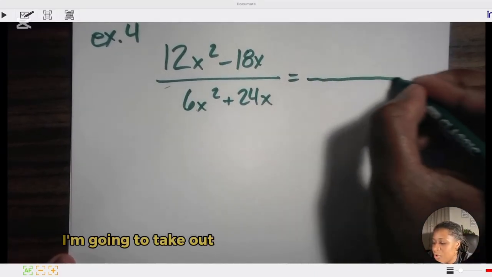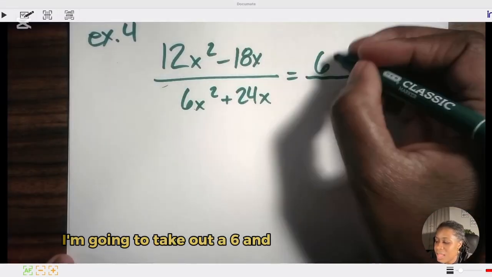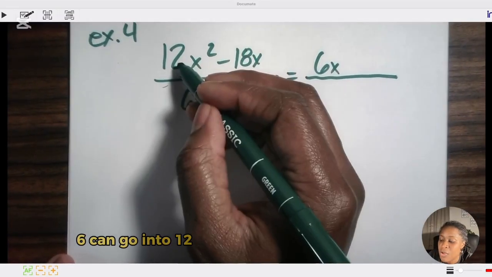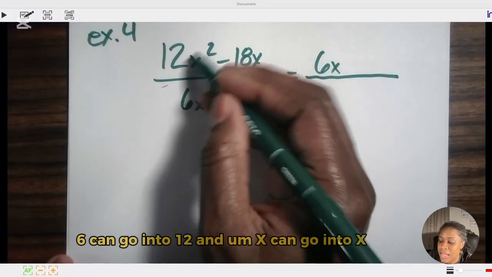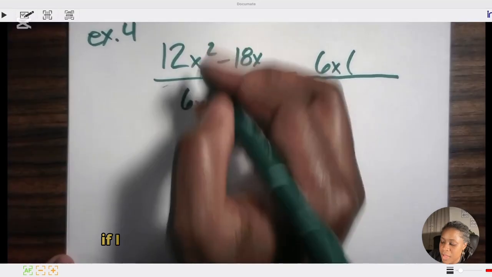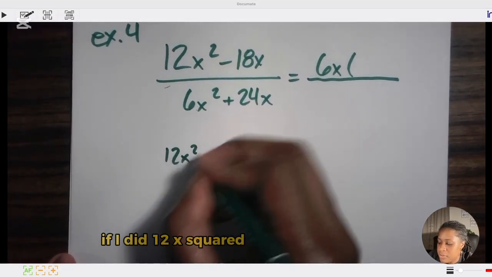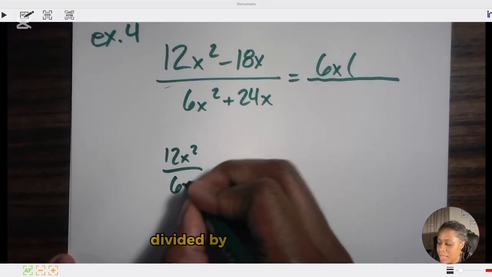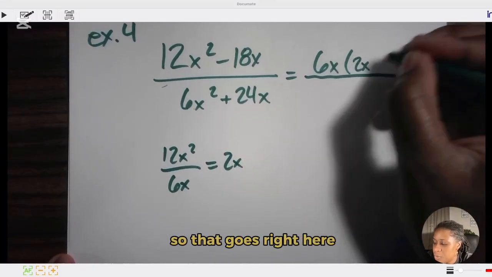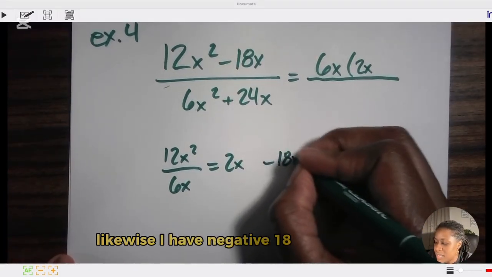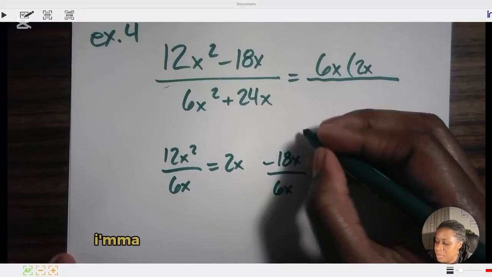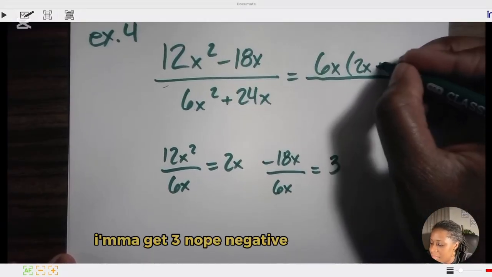I'm going to take out a 6 and an x because I have a 6. 6 can go into 12 and x can go into x squared. And I'm effectively going to divide each of those by that. If I did 12x squared, just to show my logic, divided by 6x, I'll get 2x. So that goes right here. Likewise, I have negative 18x divided by 6x. I'm going to get 3. Oh, negative 3. My bad.